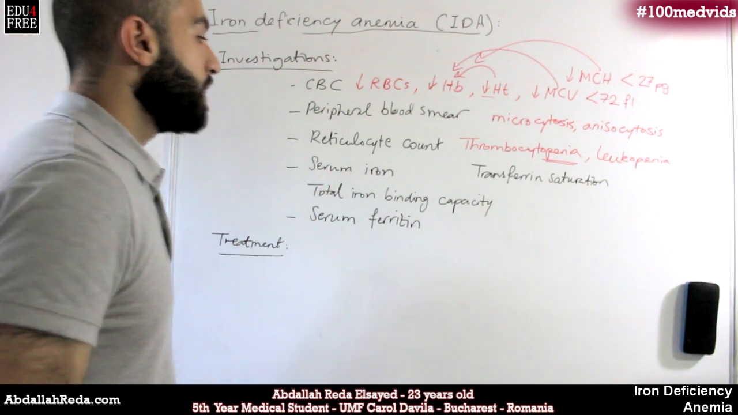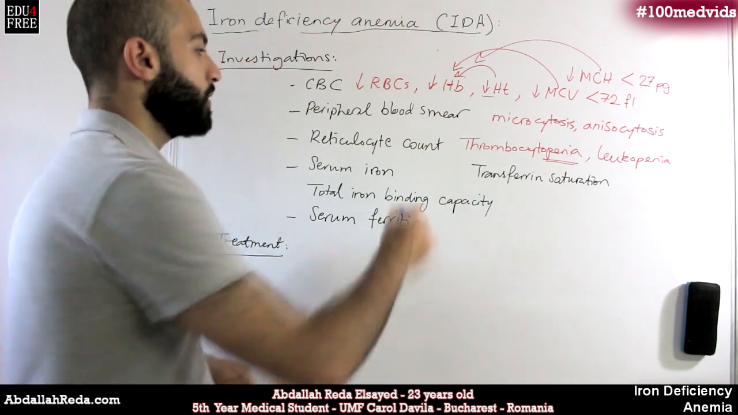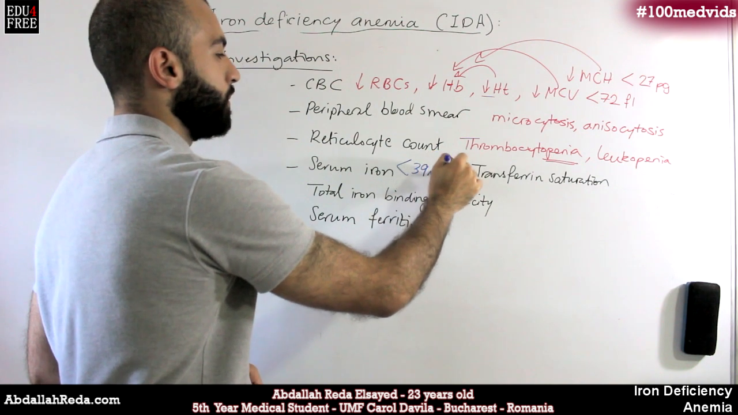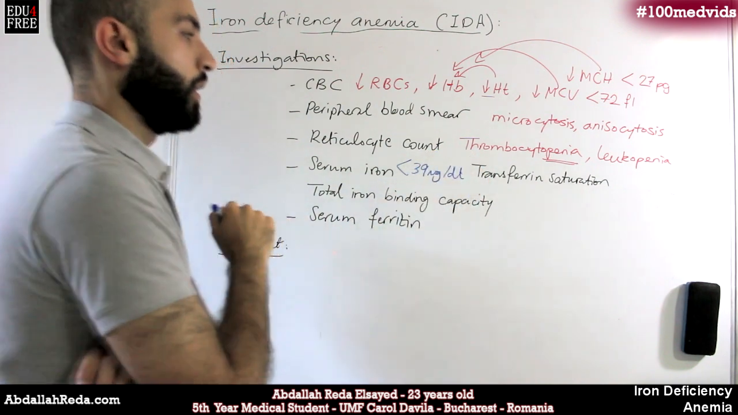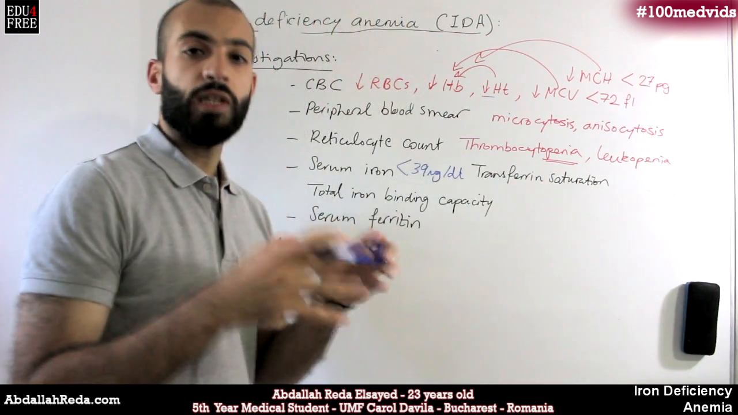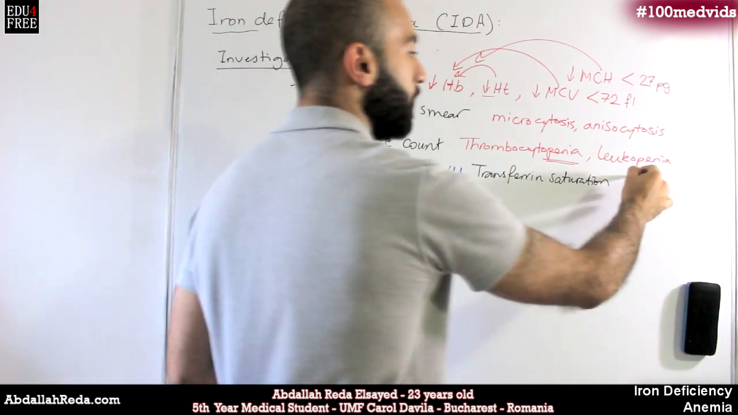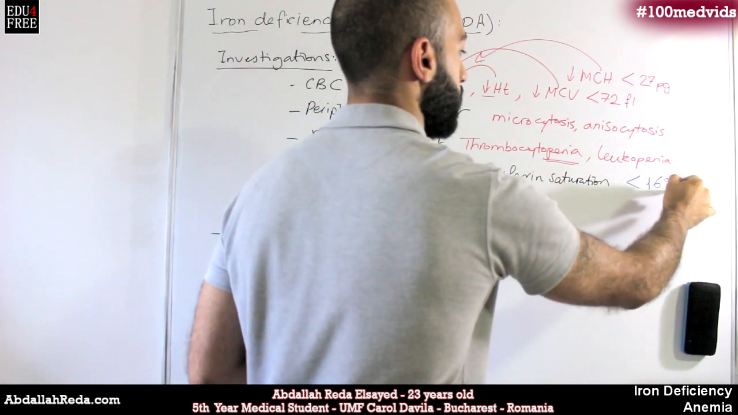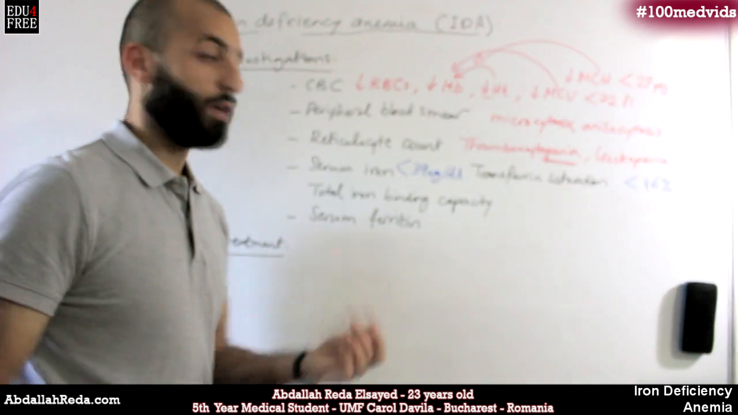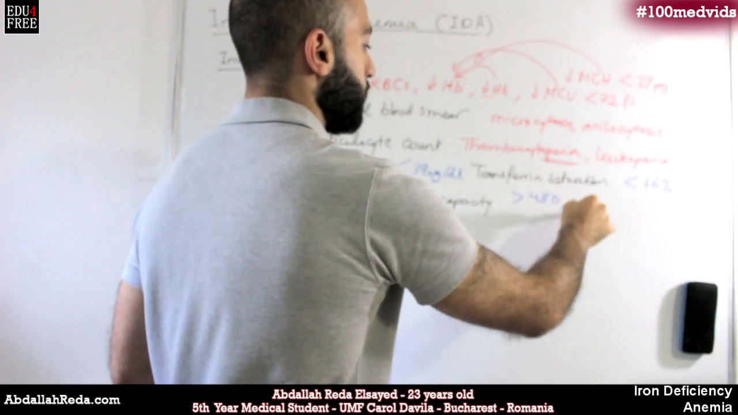Then, serum iron. Serum iron, of course, it will be decreased. So less than 39 micrograms per deciliter. Transferrin saturation. So the saturation of the protein that transfers iron, which is called transferrin, would be low. It would be less than 16%. And total iron binding capacity would be very high. It would be more than 480 micrograms per deciliter.